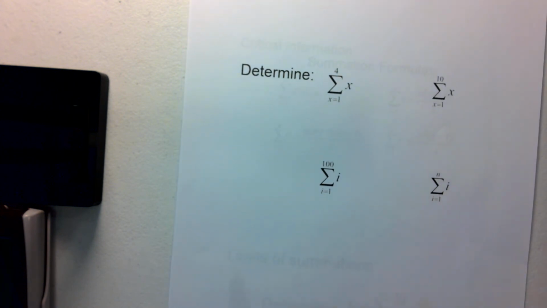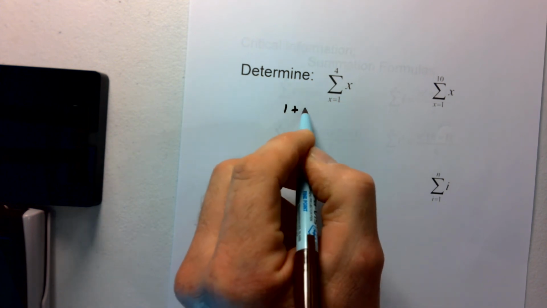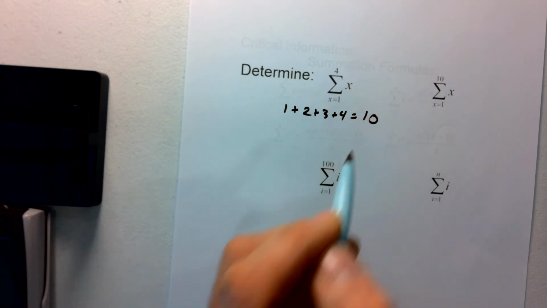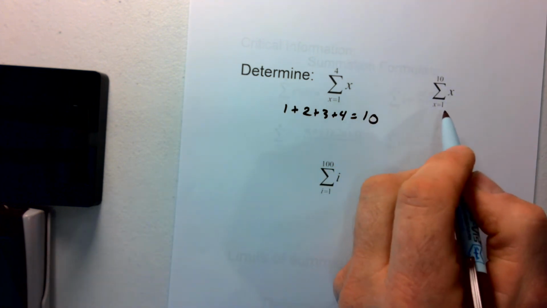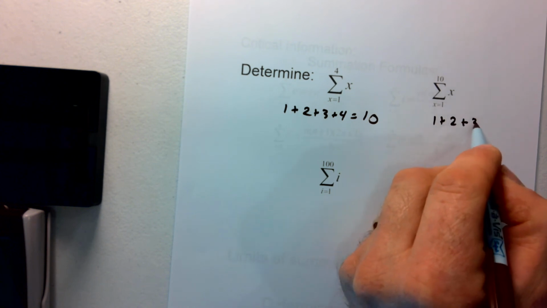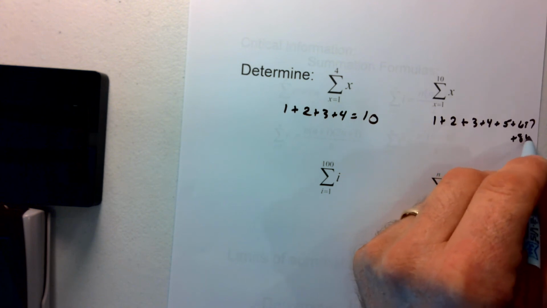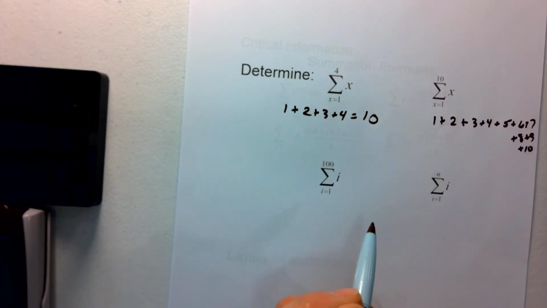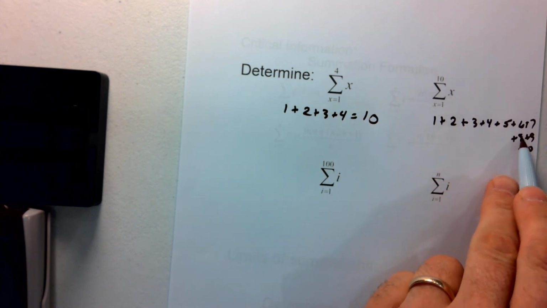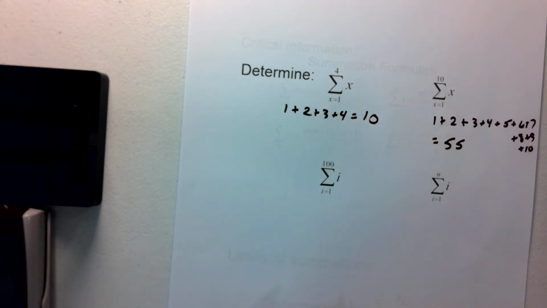All right, another rule that we want to look at. If I go from 1 to 4 of x, so if I have 1 plus 2 plus 3 plus 4, that's going to give me 10. If I go from 1 to 10 of x, that gives me 1 plus 2 plus 3 plus 4 plus 5 plus 6 plus 7 plus 8, 9, and 10. Well, I could probably add those up. Adding those together, I get 55.